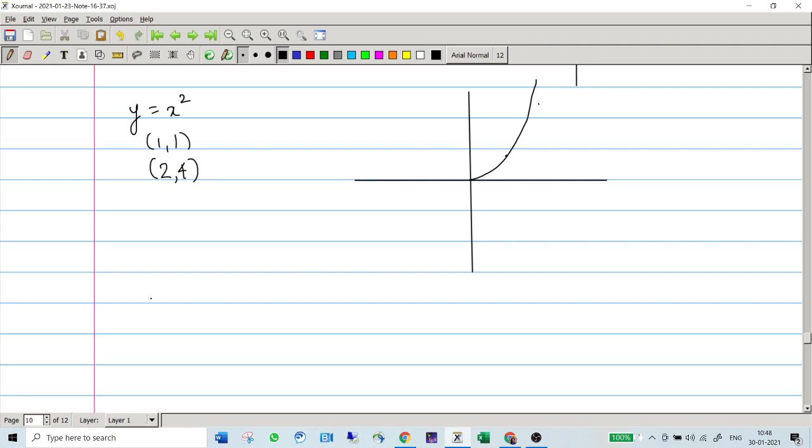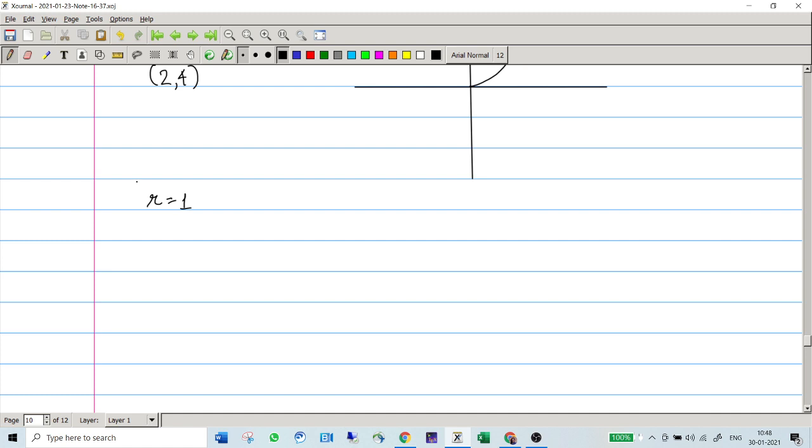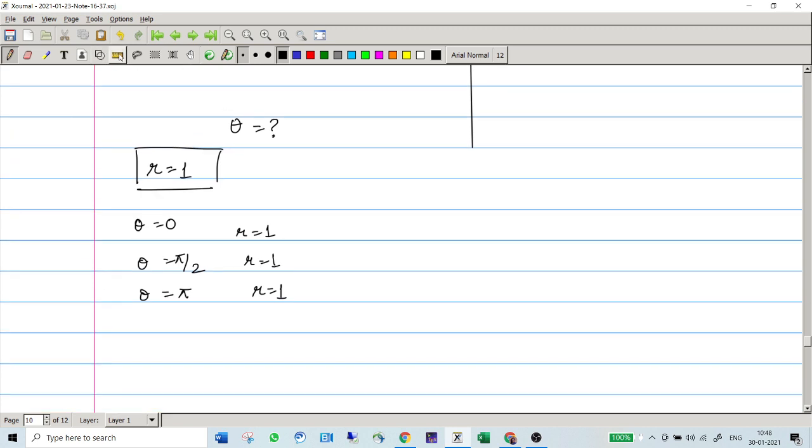Exactly on the same grounds, we'll be graphing in polar coordinates as well. For example, you're given, let's say, r is equal to 1. Because you're given an equation r equal to 1, that means if you take theta to be something, your r is still 1. Let's say theta is 0, r is 1. Theta is pi by 2, r is again 1. Theta is pi, r is 1, because right now we have r fixed at 1. r is not depending upon theta as such. So how will we plot this thing?